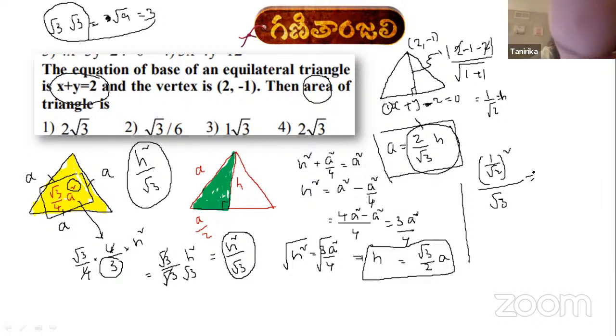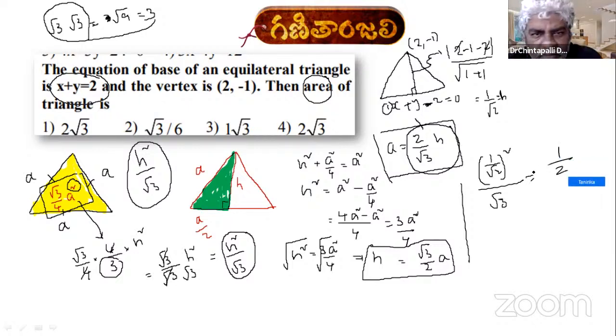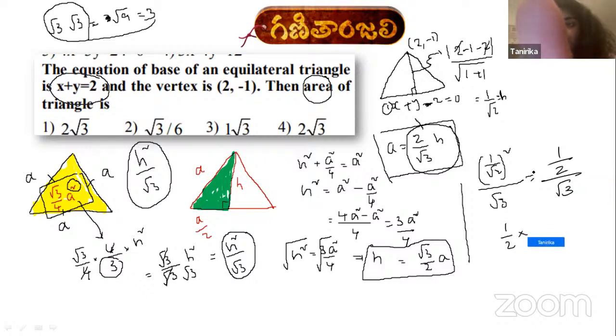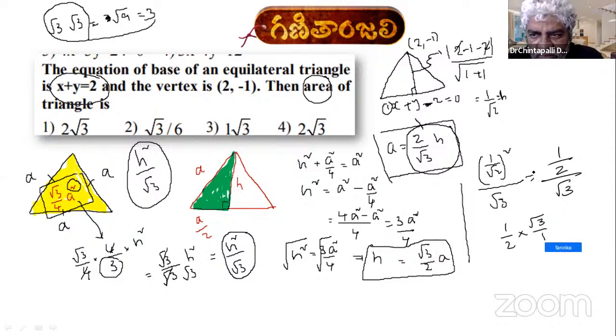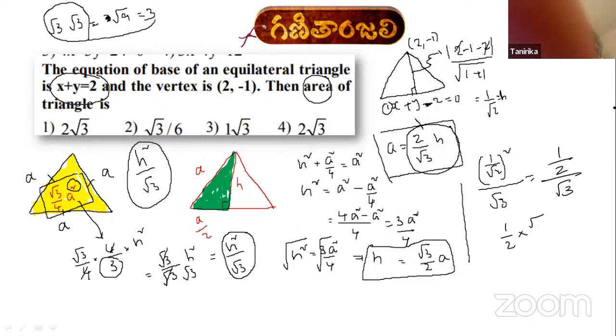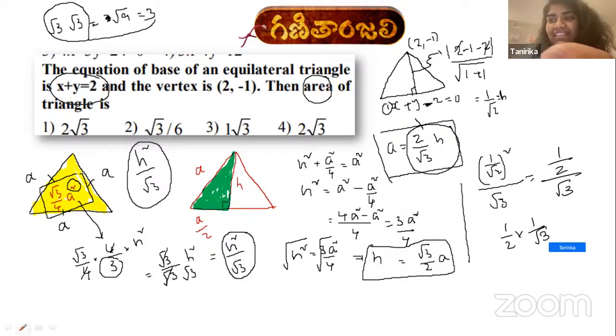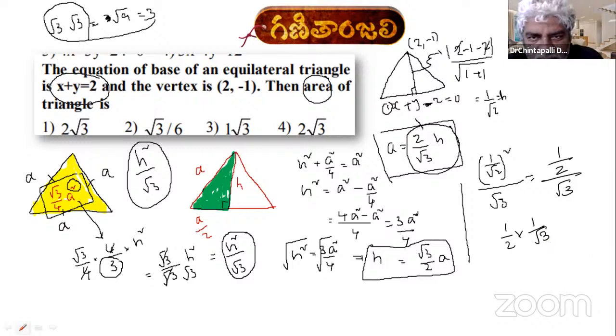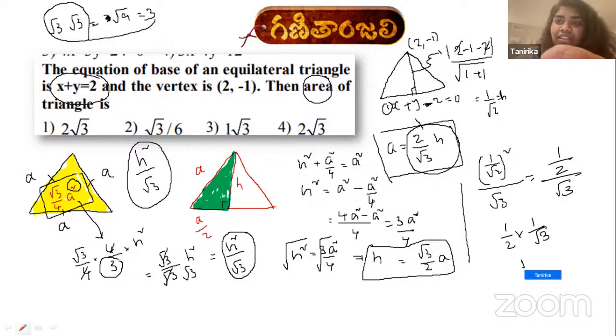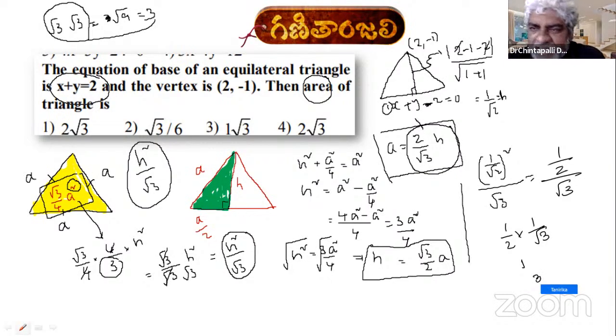So it's 1 over 2 whole by root 3. That's actually 1 by root 3, it becomes 1 by 2 root 3. I got it, can do it mentally. Yeah, 1 by 2 root 3. Can you tell the option? 1 over 2 root 3 is not there.